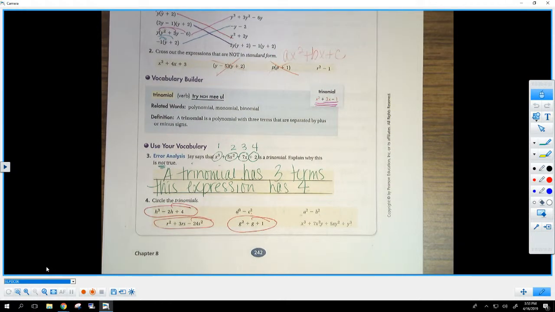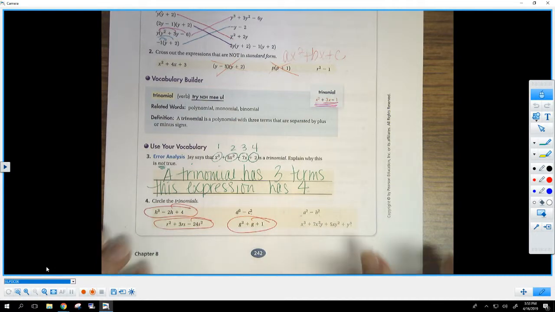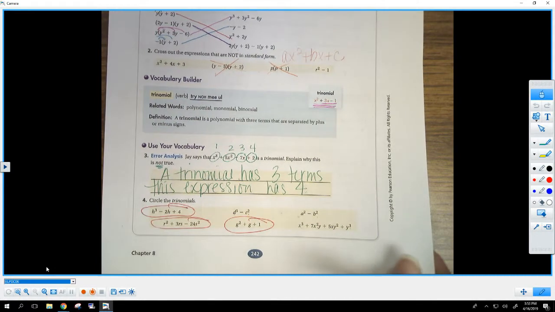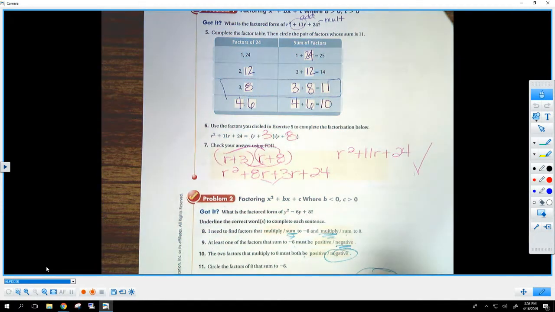On the bottom, it wants us simply to circle the trinomials. And I can tell you that this has 3, this has 3, this has 3. This one only has 2, 2, and this one has 4. So these 3 are going to be circled, and that's it. Right, so we're going to turn the page to 243.